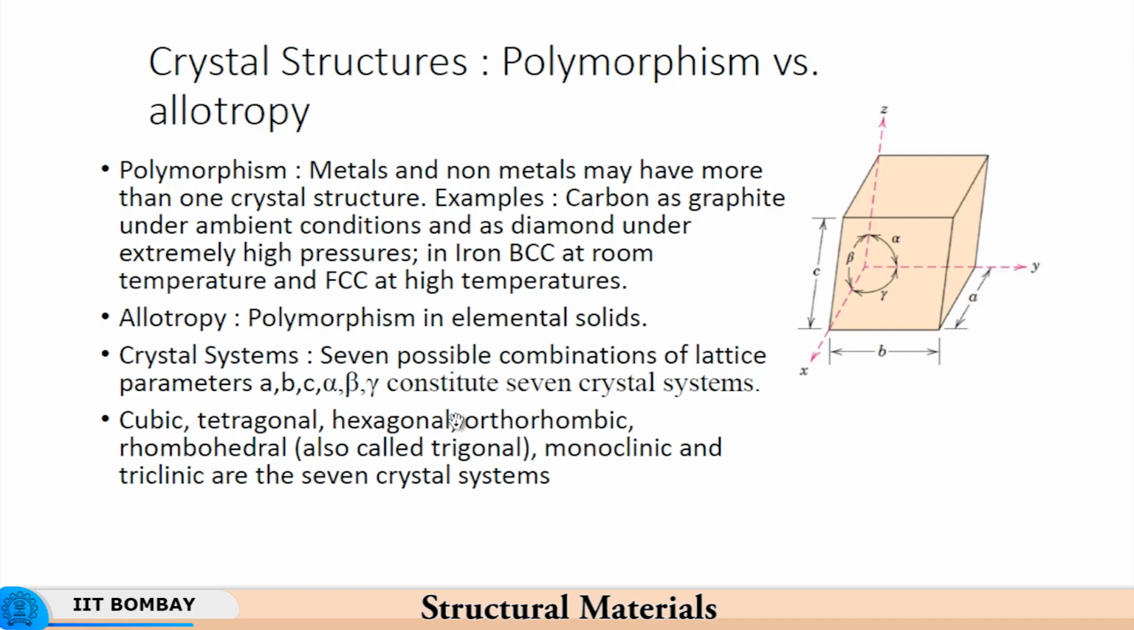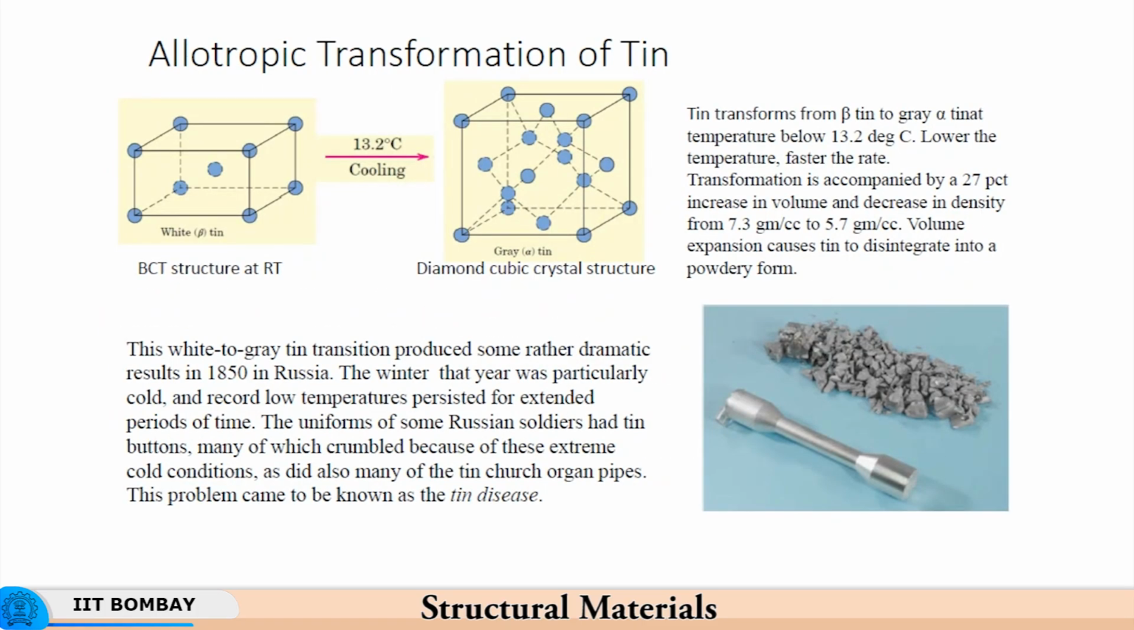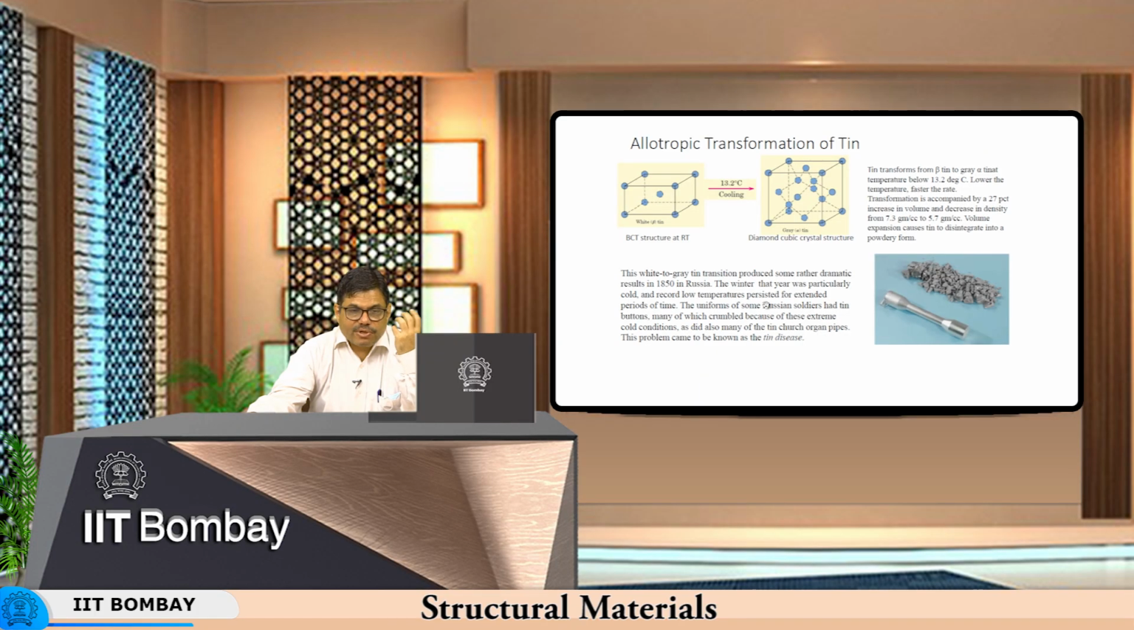So, there are different structures which can be created from the same material and made to behave in a different way to give different strengths. An example of allotropic transformation of tin which led to a very funny situation was that white to grey tin transition produced some dramatic results in Russia. The winter that year was particularly cold, and record low temperatures persisted for long periods of time.